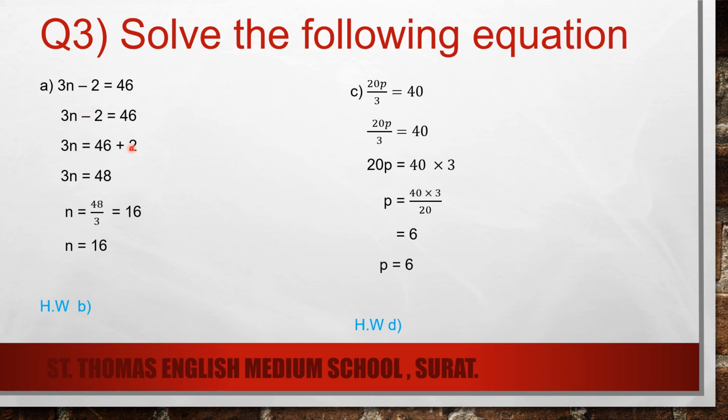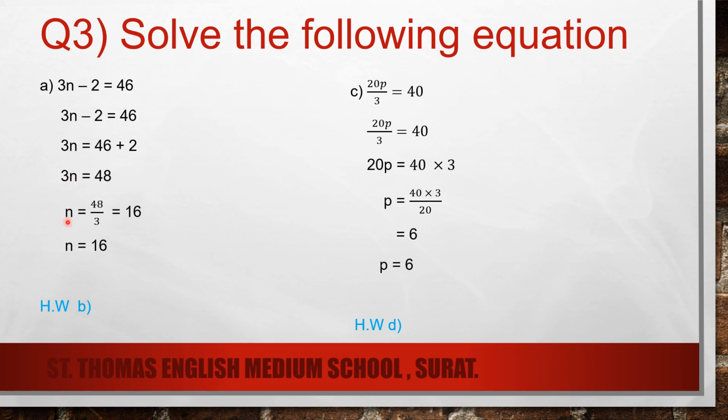We will do it step by step. Don't do it together. 3 also don't take together. Only one step at a time we will do. First we will take minus 2 here. It becomes plus 2. So 3n is equal to 46 plus 2. That is 46 plus 2, 48. So 3n is equal to 48.